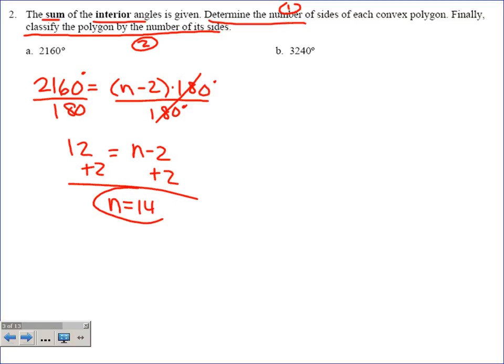Am I done with this problem? No. That's part 1. Determine the number of sides. What is a 14-sided polygon called? 14-gon. So my next answer here, 14-gon. Most people don't read the directions carefully and will not put 14-gon on there. Okay? You need to do that.